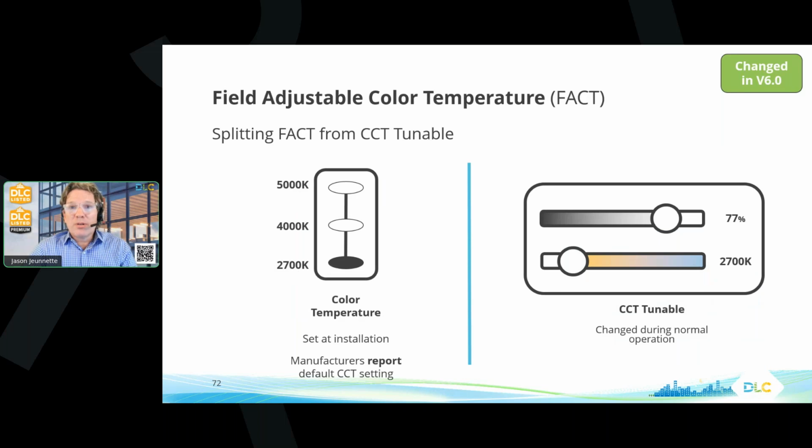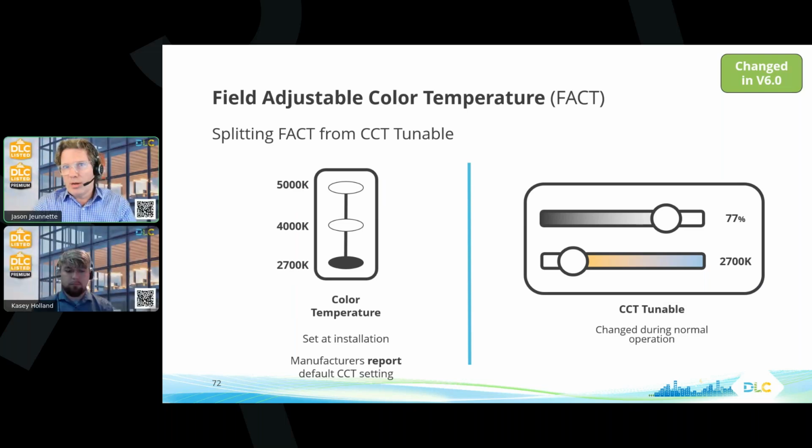And finally, we're introducing a new category called field adjustable color temperature. In version 5.1, these products were listed as white tunable, but in version 6, we are splitting them off to accentuate that field adjustable products are set at installation and not changed over the course of normal operation. This is in contrast to color tunable products that are changed over the normal course of operation and will be discussed next.